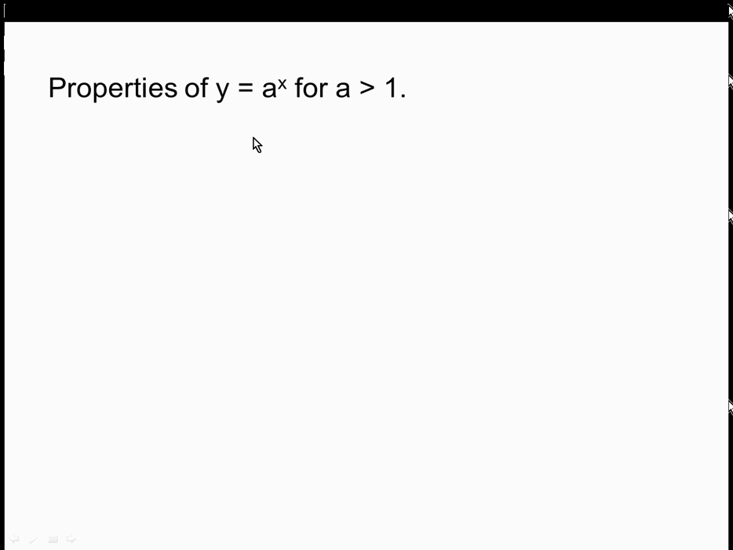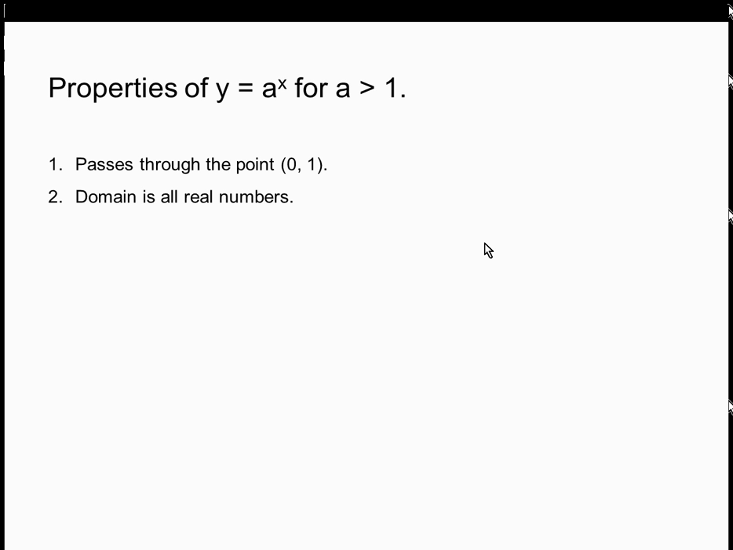Some properties of y equal a to the x for a bigger than 1. In these properties we're going to get the domain and the range. Our first one, it passes through the point (0, 1). That actually is a big deal. All the exponential functions pass through (0, 1). We couldn't make that statement about lines, parabolas, or any other type of thing, but for the exponential functions, y equal a to the x, they all pass through (0, 1).